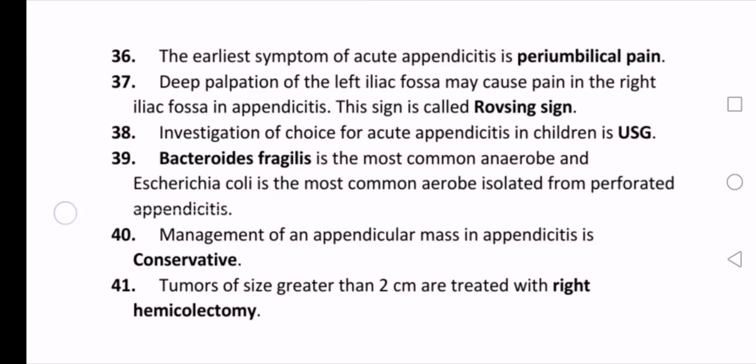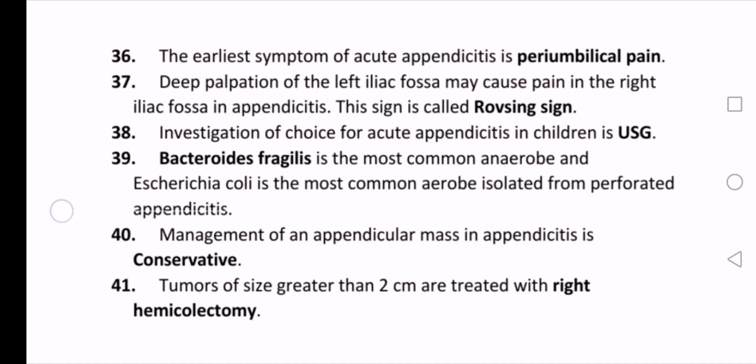The earliest symptom of acute appendicitis is periumbilical pain. Deep palpation of left iliac fossa may cause pain in the right iliac fossa in appendicitis. This sign is called Rovsing sign. Investigation of choice for acute appendicitis in children is USG.